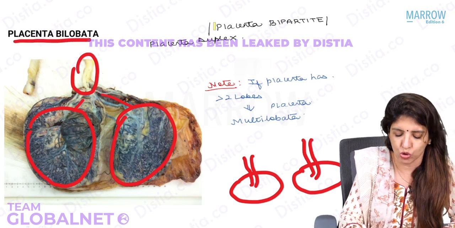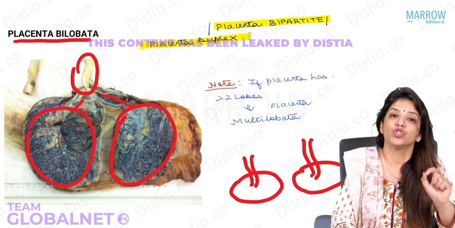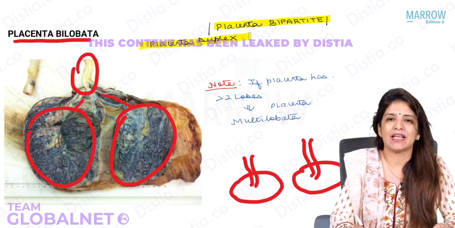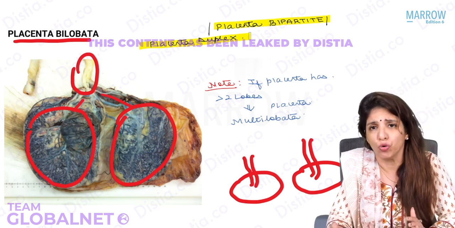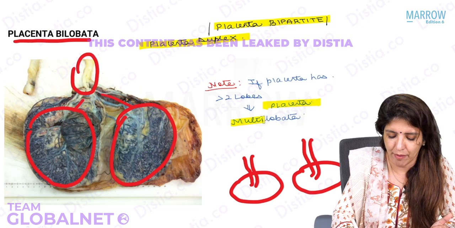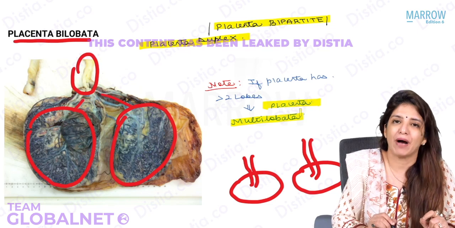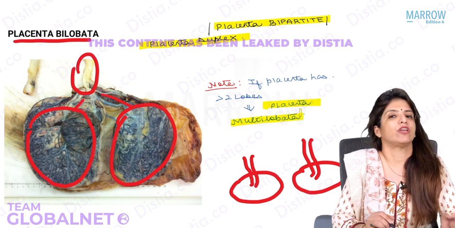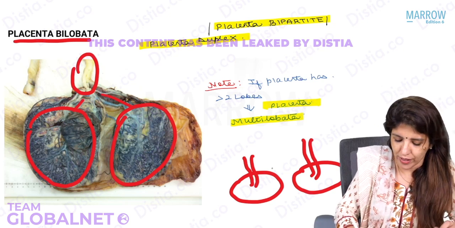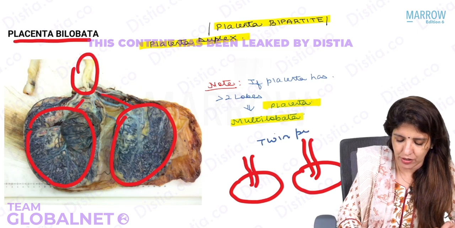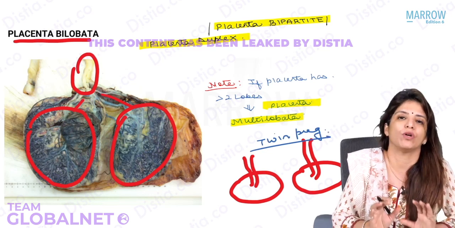Placenta bilobata is also called as placenta bipartita, or it is called as a placenta duplex. Right? Now, if the placenta has more than 2 lobes, so suppose instead of 2 lobes, there are 3 lobes or 4 lobes, then it will be called as placenta multilobata. Right? So this is a placenta bilobata, placenta bipartita, or placenta duplex. If there are more than 2 lobes, it will be a placenta multilobata. So this over here, what I have drawn is a placenta in twin pregnancy where each lobe or each placenta is going to have its own umbilical cord.